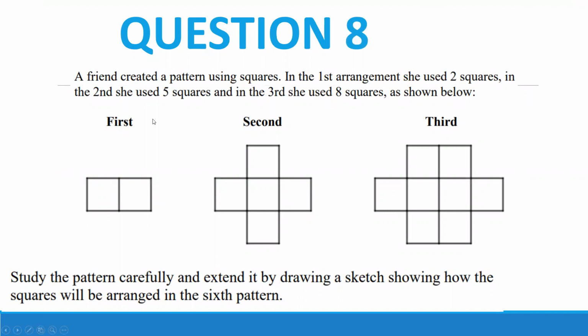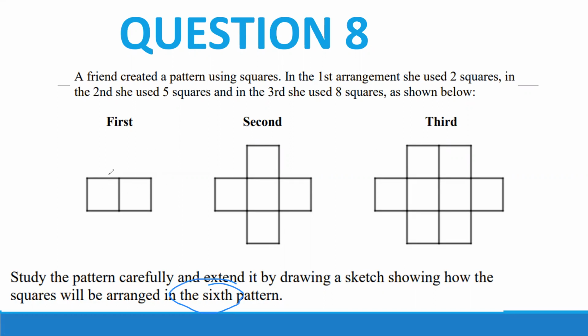Wow, different, huh? So okay, a friend creates a pattern using squares. The first one is like this, the second one is here, the third one is here. They ask about the sixth one. What's going to happen now? For the first, second and third, we should just think about it. What's the difference between the first, second and third? First of all, take your time and try, of course, and then we can start to write.